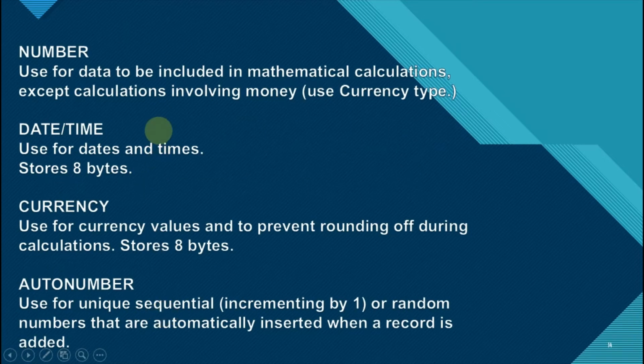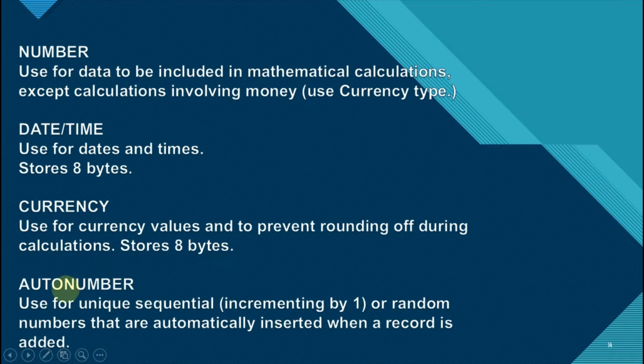Now the next, numbers. When you want to work with calculations or any mathematical functions, then you can use this data type. The next one is date and time. When you want to store any date or time inside your table or database, at that time you can use date and time. The next one is currency. Generally we use currency for float values or rounding off values, which stores 8 bytes in memory.